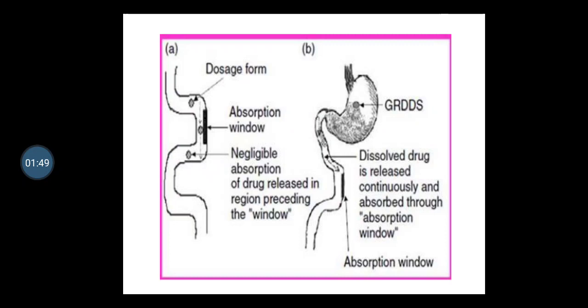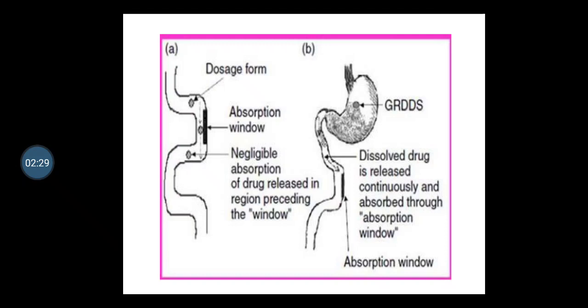This is actually the focus of the conventional drug delivery system as well as the GRDDS system. In case of the conventional dosage form, we emphasize the 3 main compartments, that is the absorption window, which is more concerned with the bioavailability, that is your therapeutic effect, and if you can see here the dosage form, the 3 tablets are there.